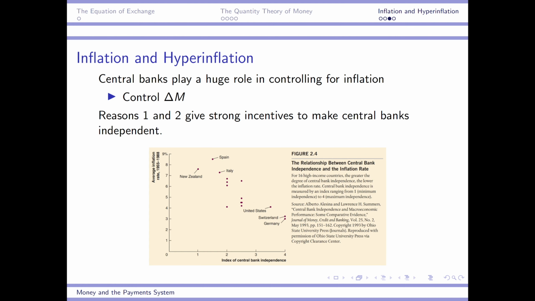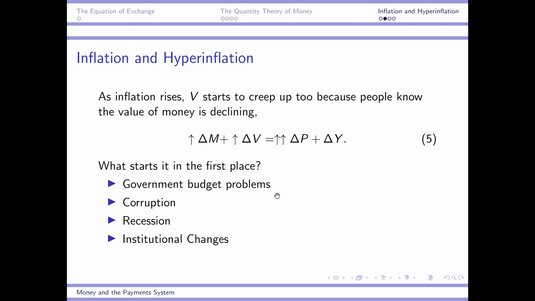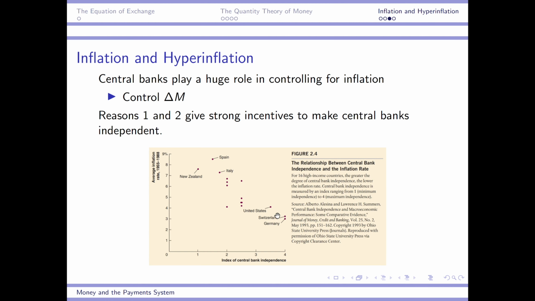Now, what do central banks have to do with this broader discussion? The answer is pretty much everything, because central banks control the percent change in money. As I mentioned, the velocity is determined by the economy, but that delta M is entirely in the hands of the Fed and central banks. And these first two reasons are big incentives to decentralize central banks, or rather separate them from the rest of the government. Because as long as central banks operate autonomously, they aren't culpable for bailing out their own government and for lining the pockets of their own politicians.